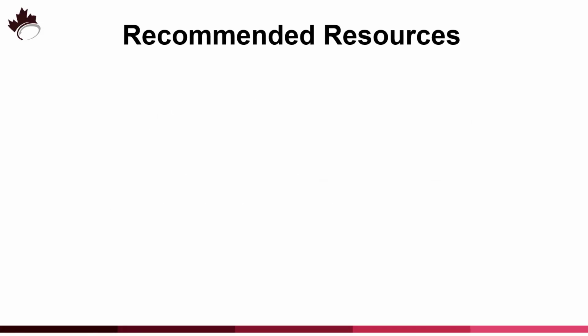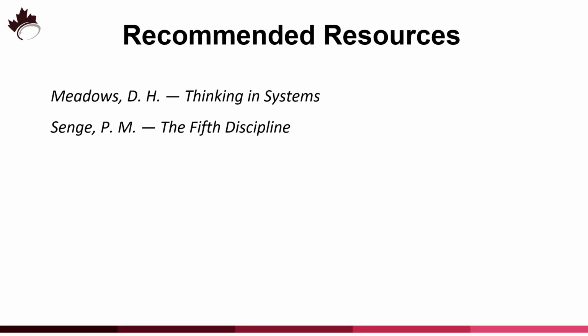Recommended resources: here are some books you can look at and websites. The Donella Meadows book, Thinking in Systems, is very good. And then Peter Senge's The Fifth Discipline is very good for causal loop diagrams. And then John Sterman's book, Business Dynamics, is basically the System Dynamics Bible. It's a major textbook in the field.